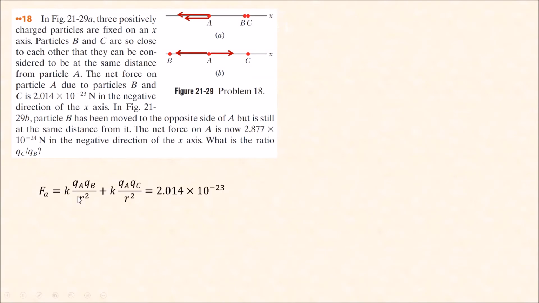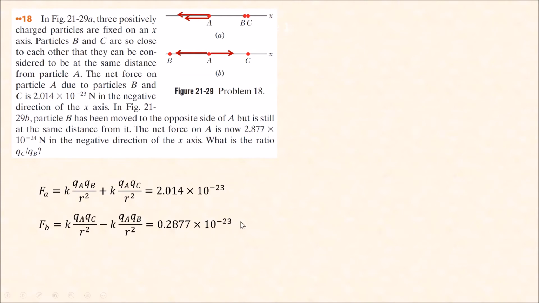So if you write down the equations, in part A, the net force will be k QA QB, the force of B on A, divided by R squared, plus k QA QC, the force of C on A, divided by R squared, and the sum of those two gives this number, which is 2.014 times 10 to the negative 23. And in part B, we have the force of C minus the force of B, k QA QC over R squared minus k QA QB over R squared, equal to 0.2877 times 10 to the negative 23.